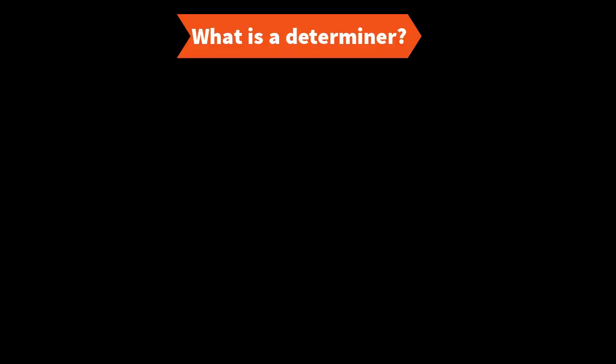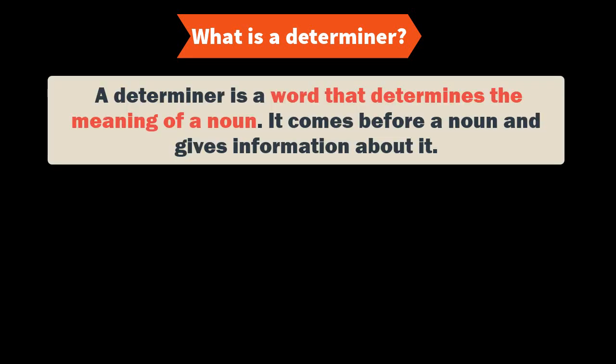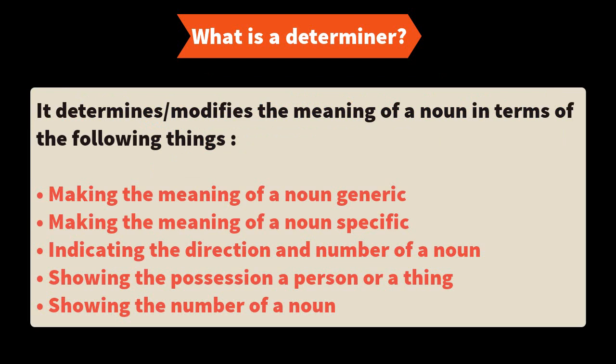Let's do it. Alright people, now let us understand what is a determiner in English. Guys, a determiner is a word, sometimes can be a group of words. Most of the time it's a word that determines the meaning of a noun. It always comes before a noun and determines the meaning of a noun. How does it determine the meaning of a noun? It determines the meaning of a noun by making it specific or generic, or by talking about the possession of the noun, or indicating the number or the vicinity of that noun, or talking about its quantity, right? So this is what a determiner does.